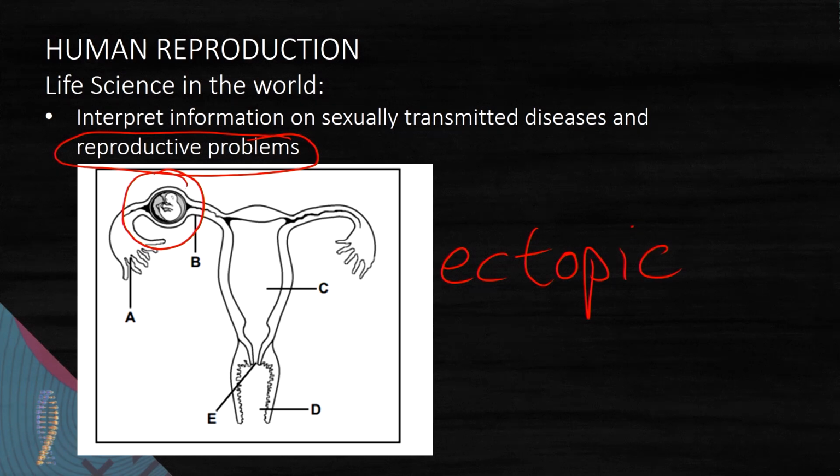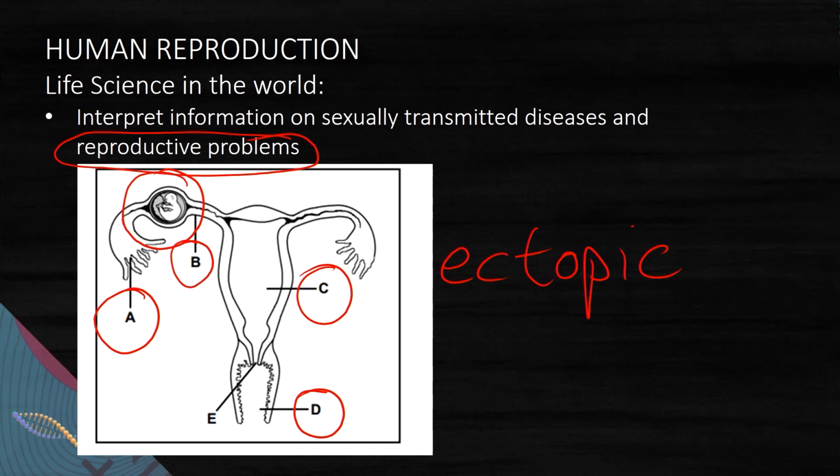pregnancy. Now, very often with a diagram like this, it's linked to simpler questions. For example, you might be asked, give the correct label for part number D. What happens in part number C during your menstrual period? What are the functions of part A? What will happen to part B if the fetus grows very, very large?